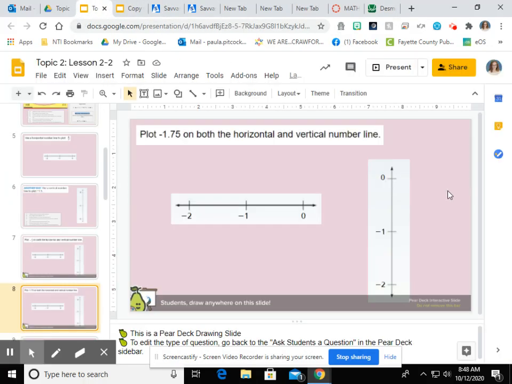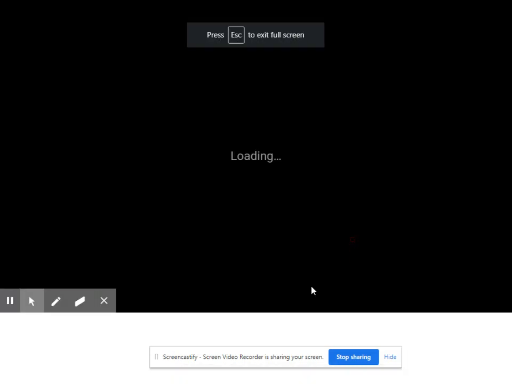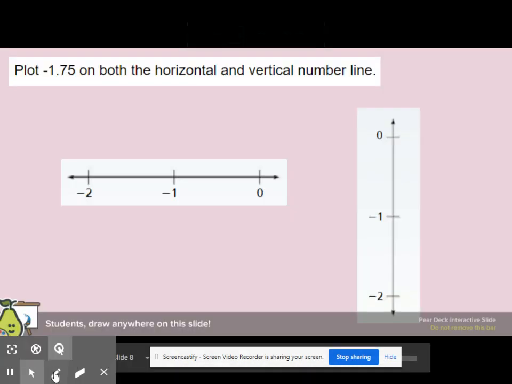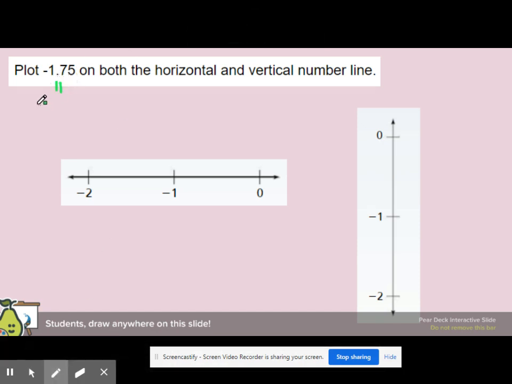So I want you to try this one in Pear Deck. Well, you're not on Pear Deck if you're watching the recording. Pause it and try it. Remember, this is the same as negative 7/4. Okay, pause it and try it.